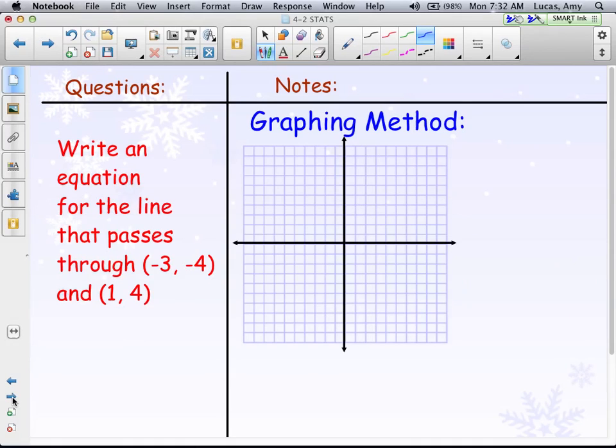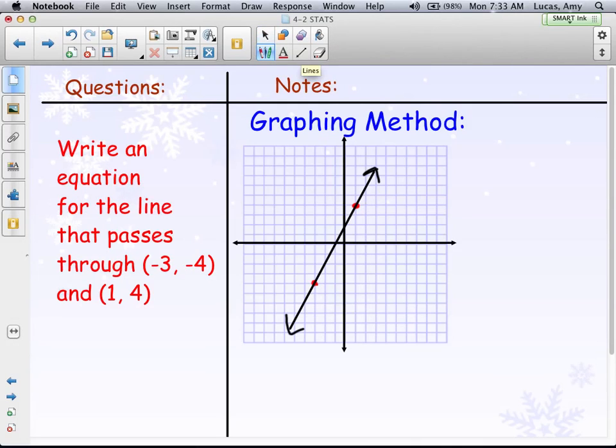Graphing method for that one. -3, -4, 1, 4. Carefully draw your line. Looks pretty good. It looks like my intercept is right here. It doesn't look exact with my line, but we can check it out. So it looks like my intercept is 2.